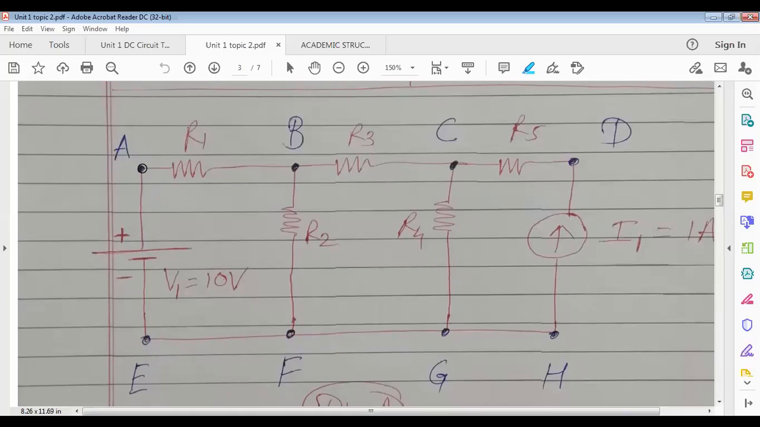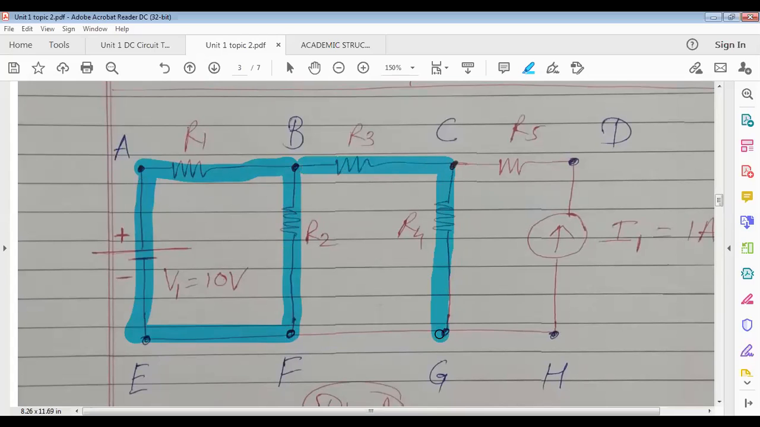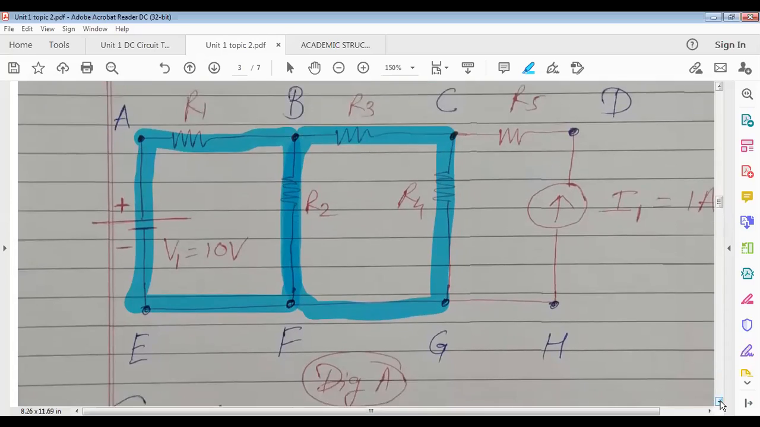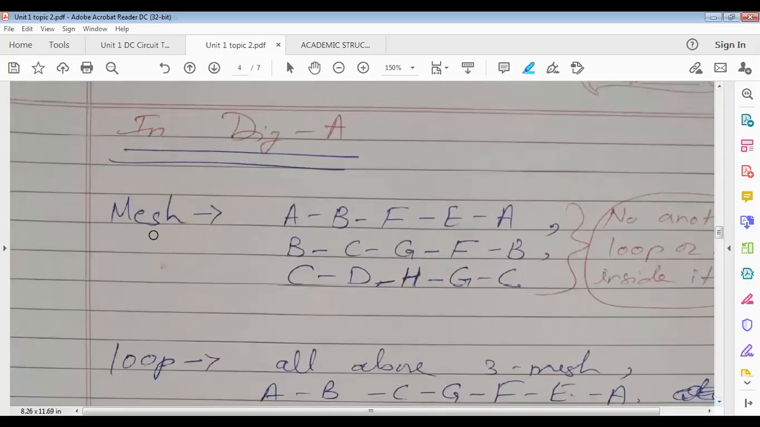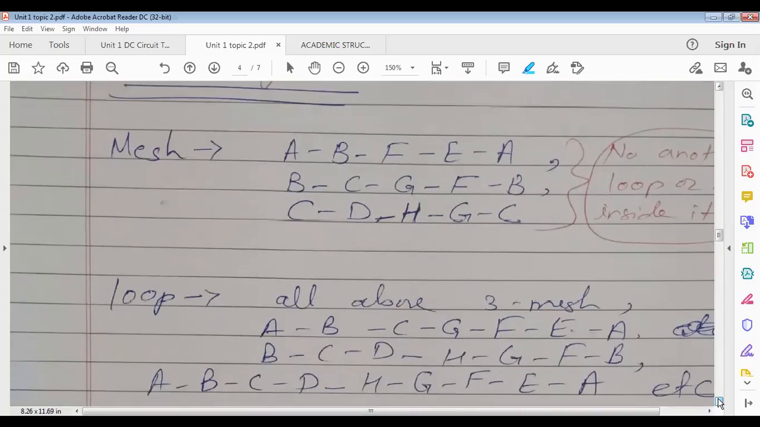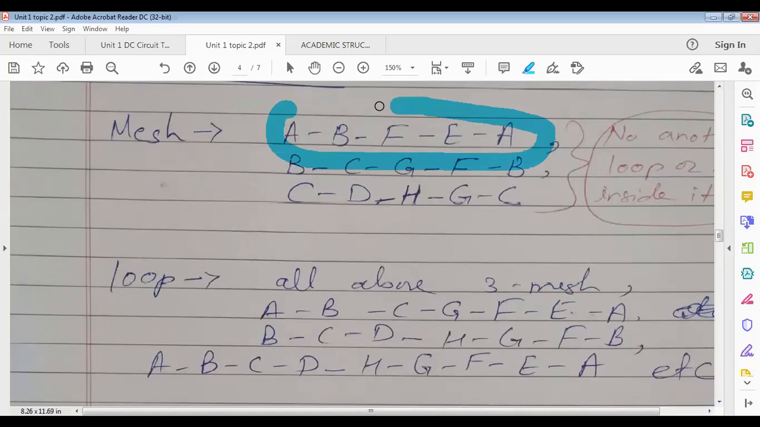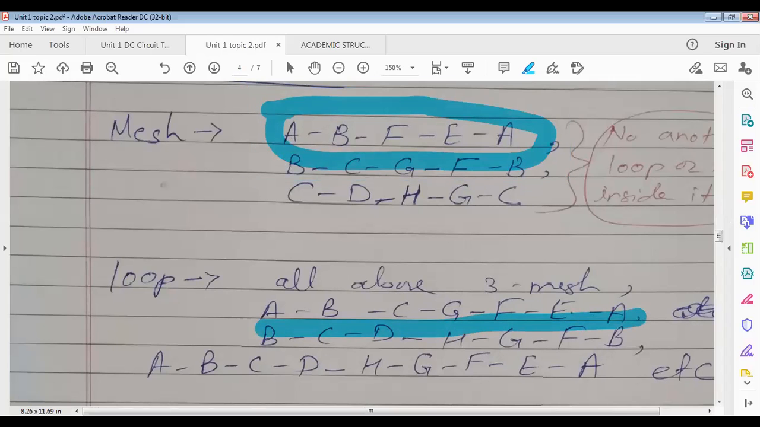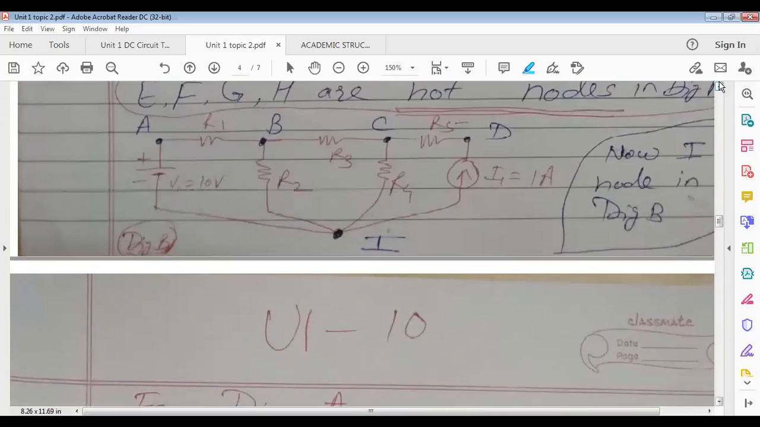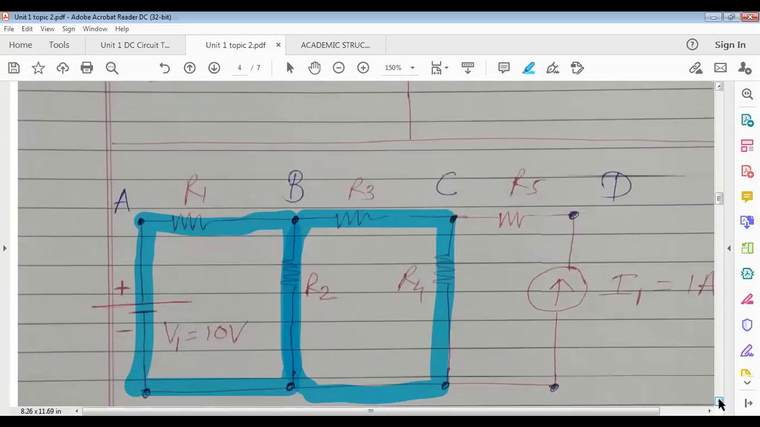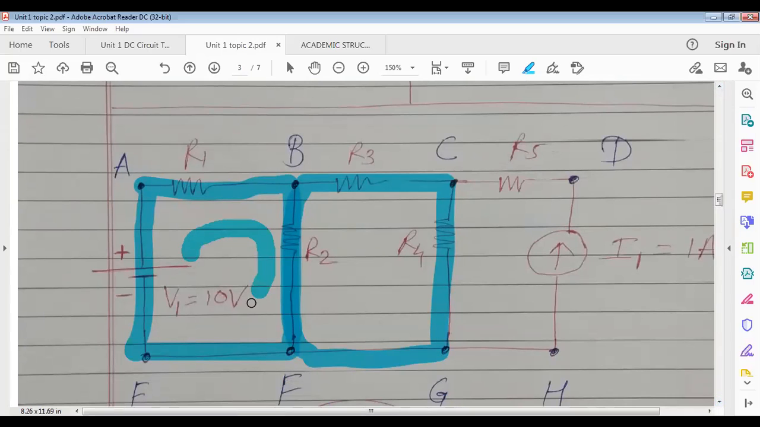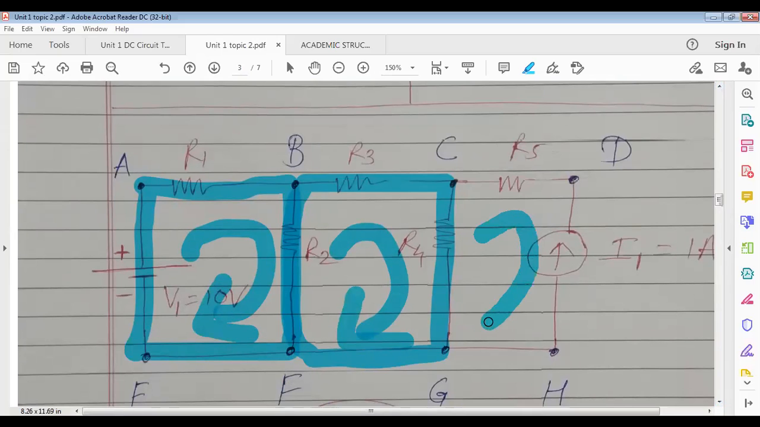You can name them. Loop 1: A, B, F, E, A. Loop 2: B, C, G, F, B. Like this, see, here I have written. Larger loops are also there. All of you can find these out. Now if you observe the smaller loops, this is the first one, this is the second one, and this is the third one. These are 3 smaller loops, right?